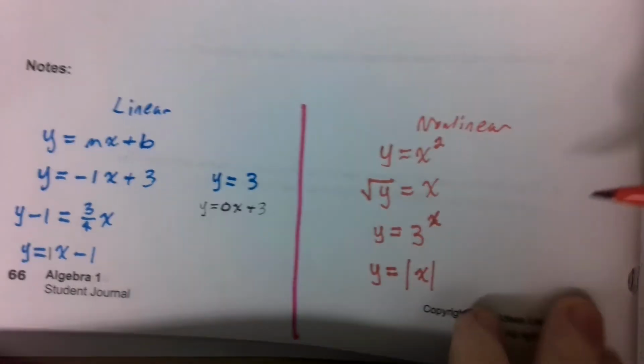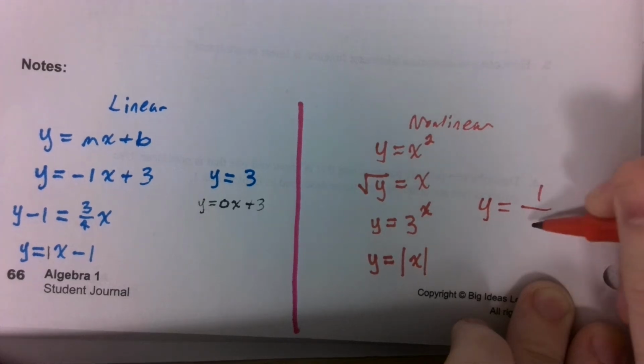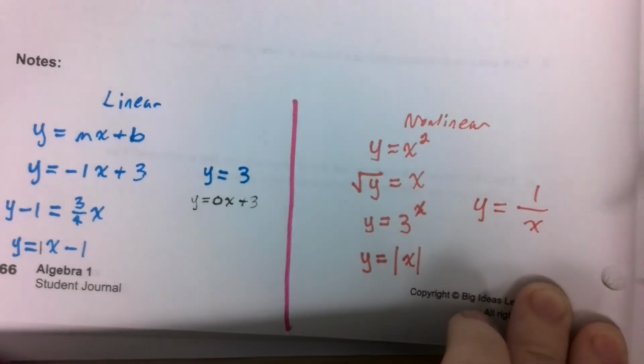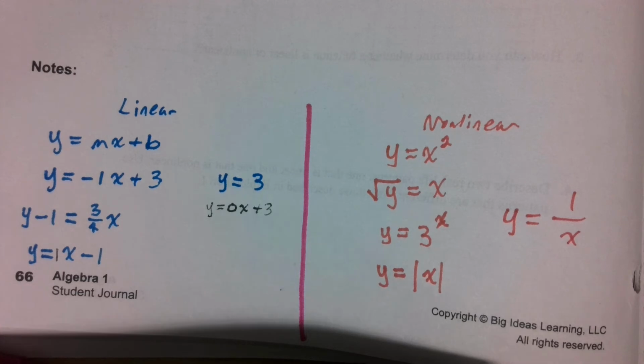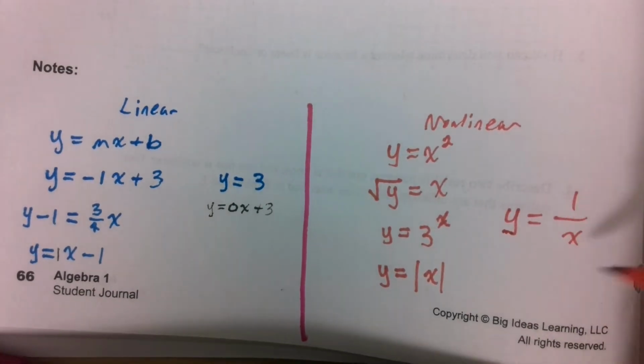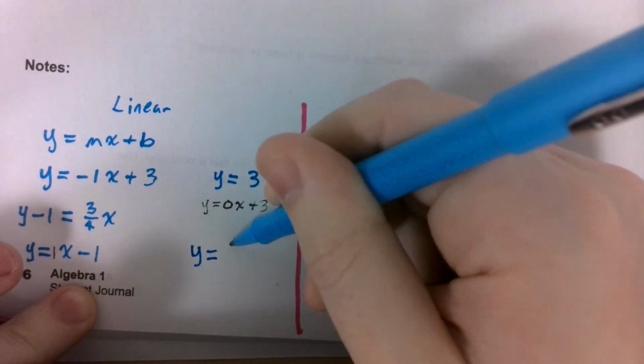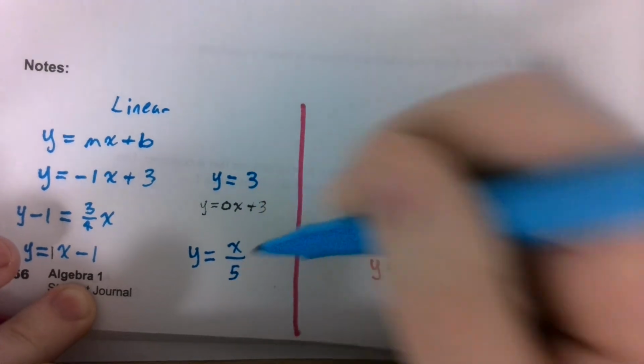The last one is going to be the trickiest one. But anytime one of your variables is in the denominator of a fraction, it is non-linear. This only works if it's in the denominator of a fraction. Something that would be linear is something like y equals x over 5. That's totally fine.